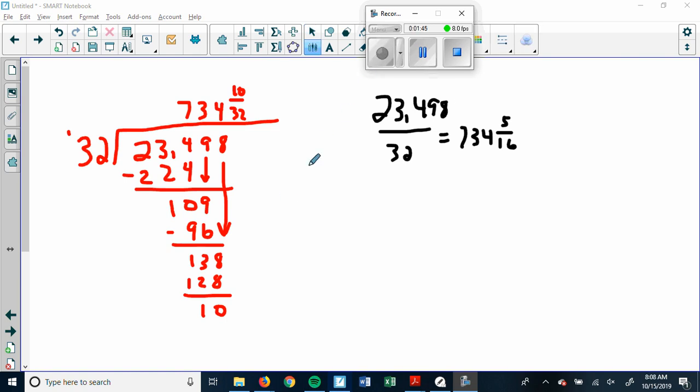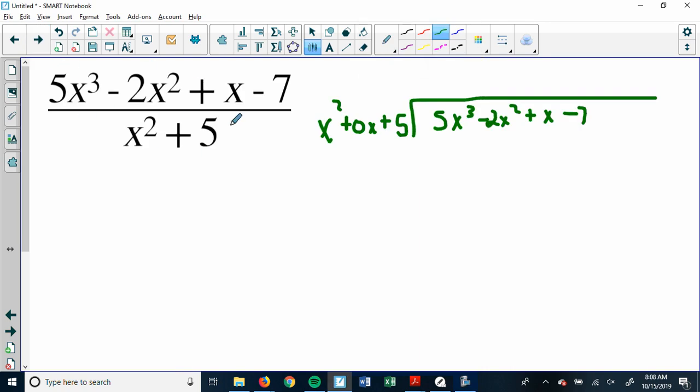All right, so let's take a look at how we're going to deal with polynomials. If you remember our example from before, 5x cubed minus 2x squared plus x minus 7 divided by x squared plus 5, we're going to write it just like how we wrote division in elementary school. And notice here, however, that we have a 0x. We have to fill in all of the exponents. So x squared, x to the first, x to the 0. X cubed, x squared, x to the 0. Things are going to work out nicely like that.